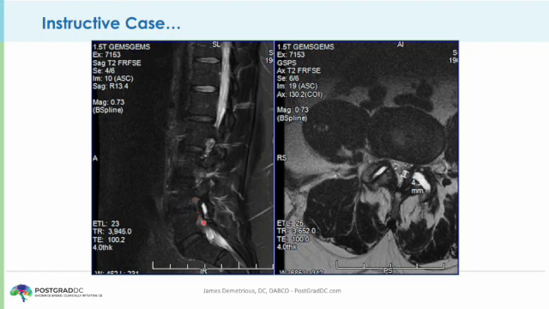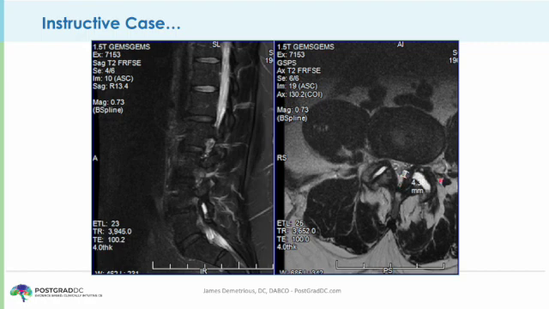We can appreciate some increased signal of the L4-5 zygapophyseal joint indicating a true synovitis. And we can see the corresponding inflammation within the posterior joints bilaterally on the axial view. We can see quite significant signal intensity and also a small synovial cyst that the radiologist measured at 4.38 millimeters.